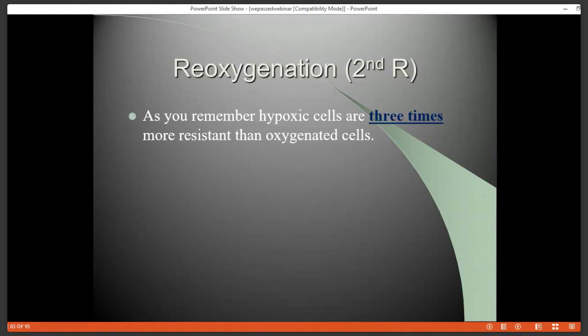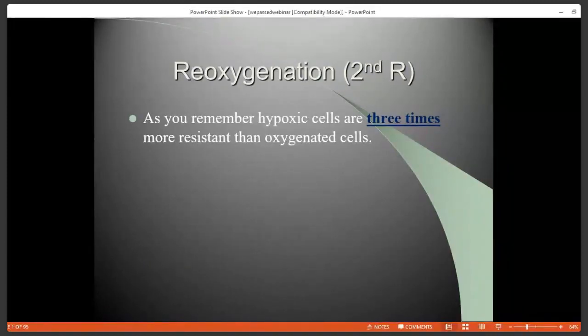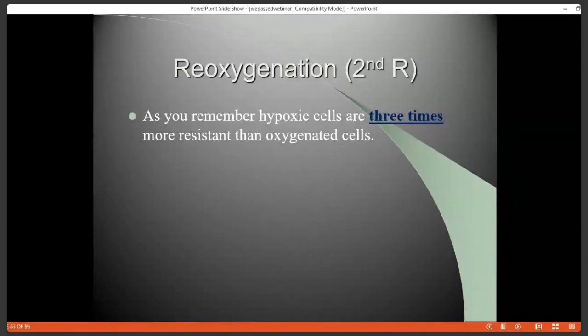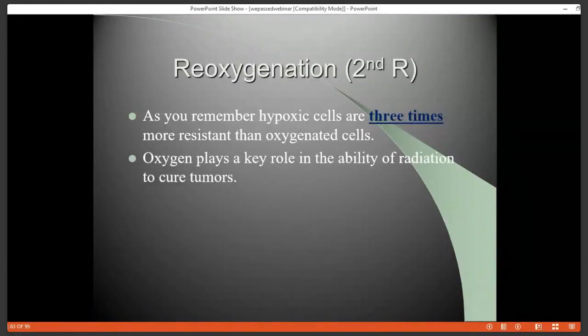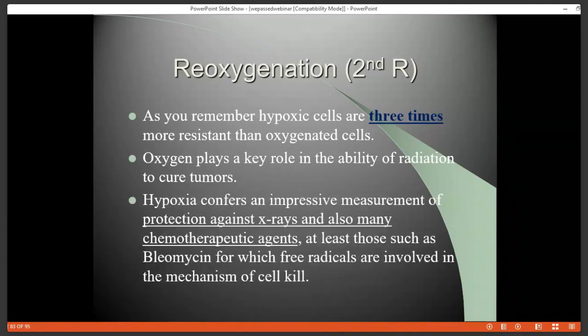So these hypoxic cells, these guys that are still viable, they just slow down their division times and they're lacking oxygen because they're farther away from the vessel, really have a high degree of radial resistance. So oxygen plays a key role in the ability of radiation to cure tumors. We have to somehow get these cells oxygen.